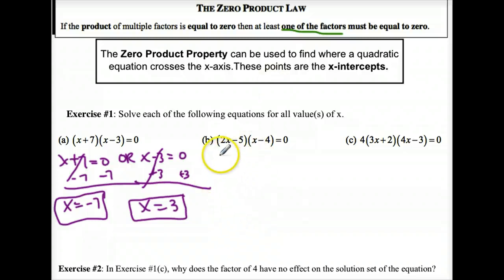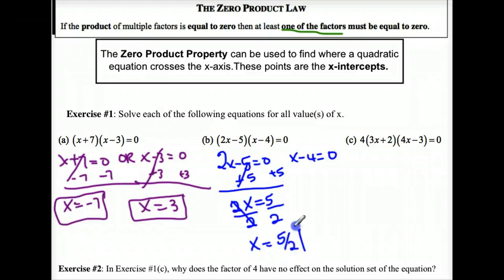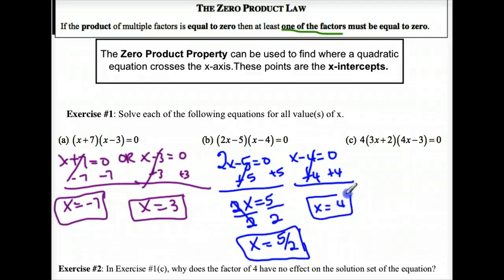Let's look at B. Again, I have 2x minus 5 equals 0, and I have x minus 4 equals 0. Okay? So simple. This is a two-step. Add 5 on both sides. This cancels. 2x is equal to 5. To get x by itself, I do the inverse, which is divide by 2. x is equal to 5 over 2. That's one of my answers. Here is a one step, add 4 on both sides, x is equal to positive 4.